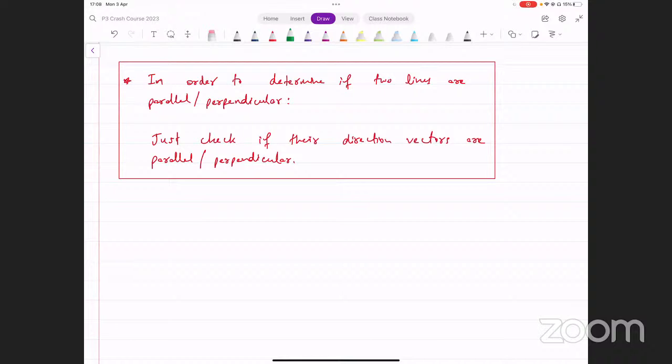In the next class, we will be talking about intersecting lines, finding points of intersection of two lines.